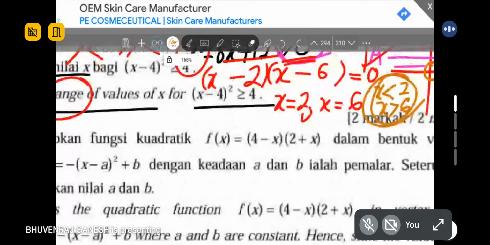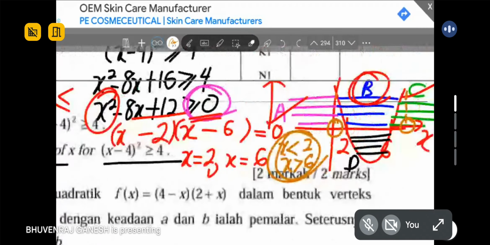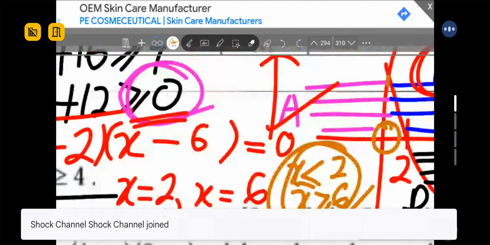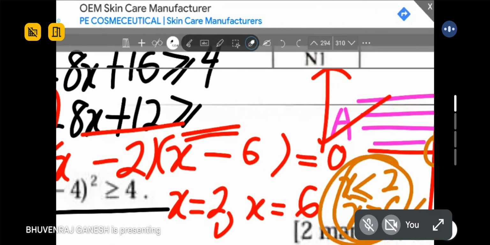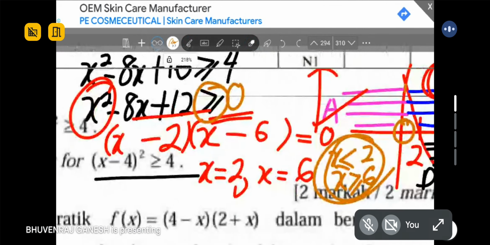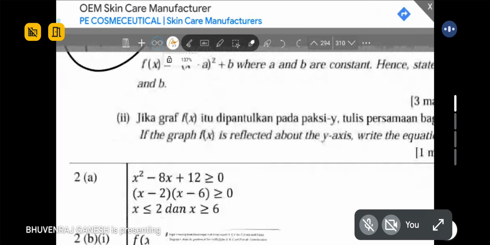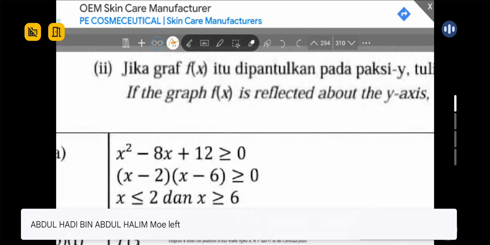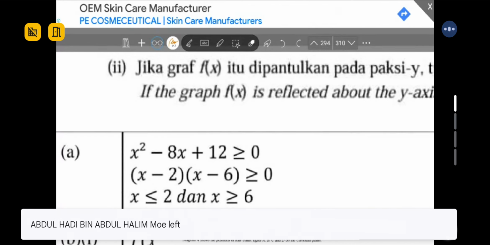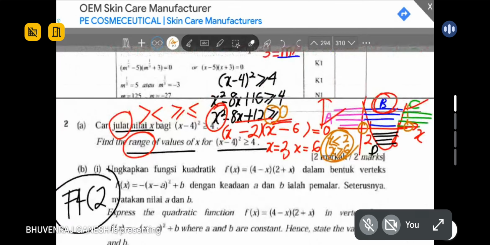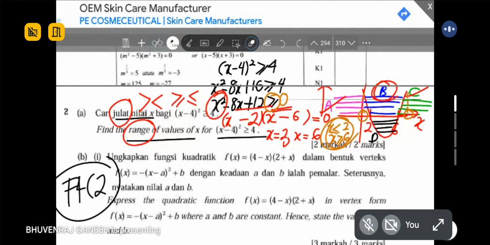Okay, sorry. You must have equal sign, guys. Kena ada sama dengan. Why? Because the question is greater than or equal to 0. So when you have equal sign, your answer also must have equal sign. Kalau soalan tu ada sama dengan, jawapan pun sama dengan. Clear guys? Question A, any problem? So this is the basic. You must know how to find the range. Kena tahu cari julat.